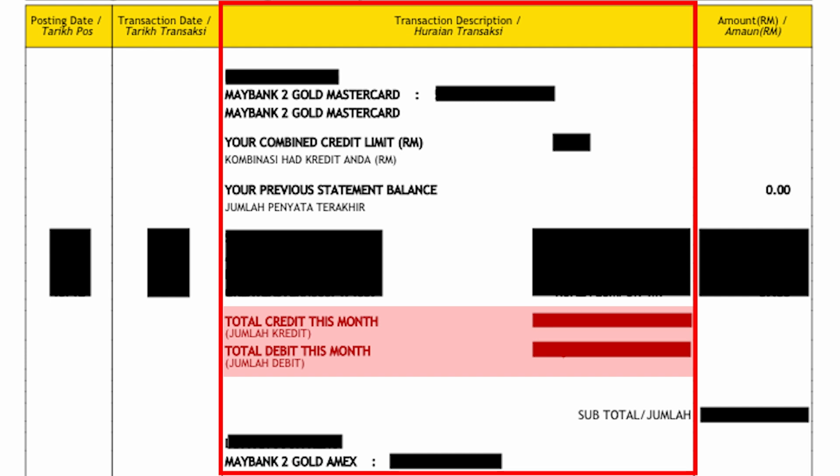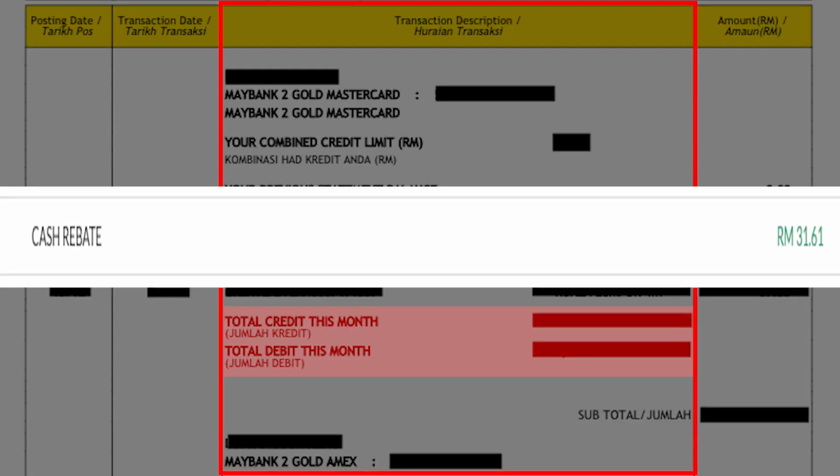Then moving down below, we have the total credit and total debit this month. So the total debit will be the total amount that you spend with the credit card, and the total credit will be the total amount that you pay back to the credit card company in the form of your minimum payment and any additional cashback that you earn with your credit card.